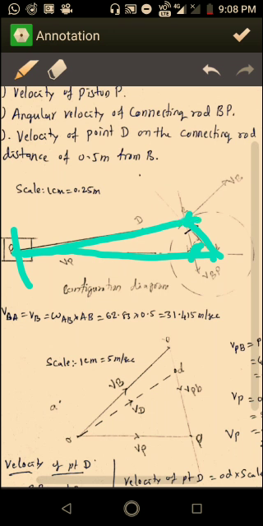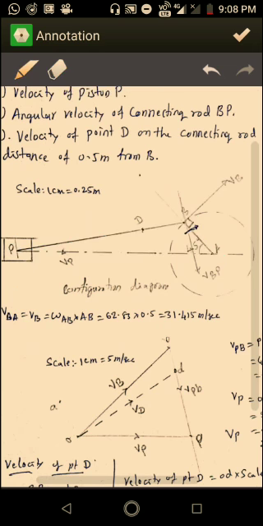According to the given data, with the help of that data you have to draw the configuration diagram. Now when this crank AB is rotating in a clockwise direction, the velocity of point B with respect to A is moving perpendicular to the line joining AB.